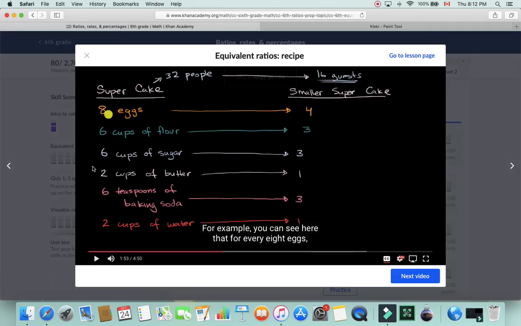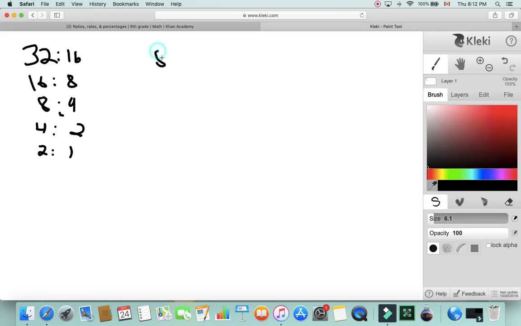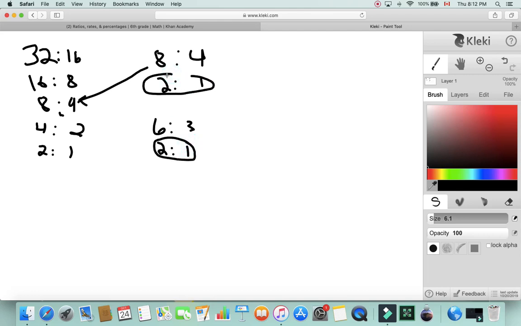Because 32 to 16, if you keep breaking it down, 16 to 8, 8 to 4, 4 to 2, 2 to 1. The answer is 2 to 1. And let's see, eight eggs becomes four eggs. It goes down to two to one. How about six cups of flour? Six to three. Divide by three on this side would be two, and three on this side would be one. Two to one.